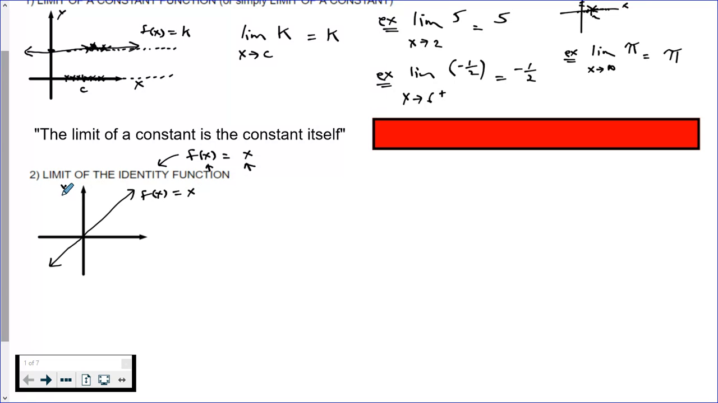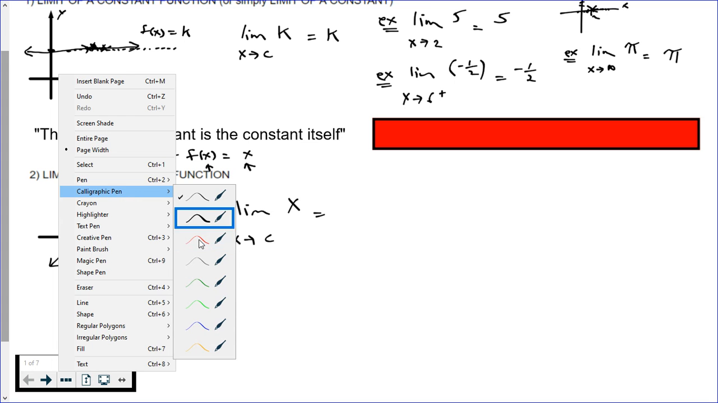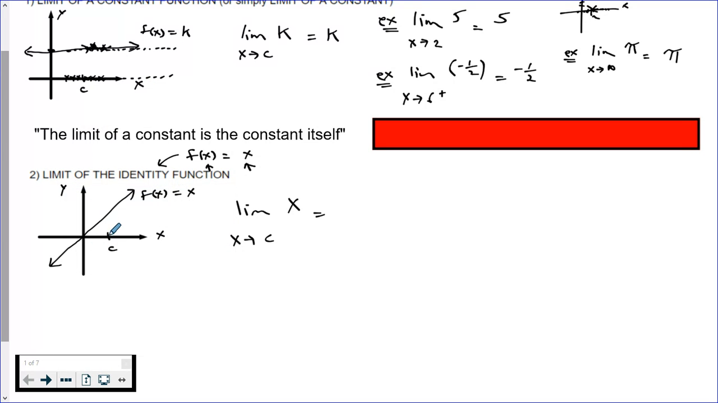Okay? And if I wanted to look at this now, again, maybe the limit of x as x goes to some value c, what would that be? Well, let me chuck c on here. Right now, think about this for a second. This is the identity function. So if my input x here is c, well, then that would mean the output right here, the y value, also has to be c, right? Because it's f of x equals x.